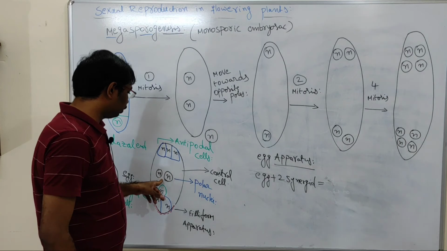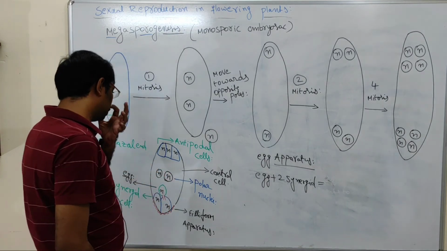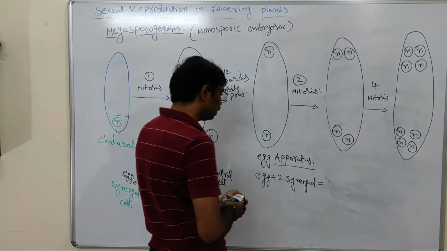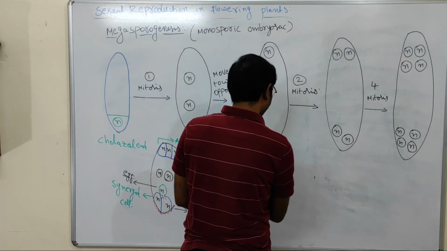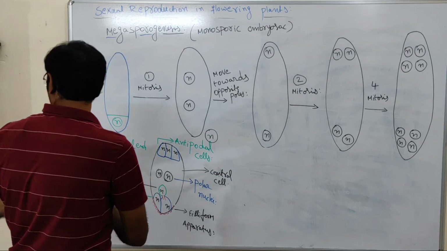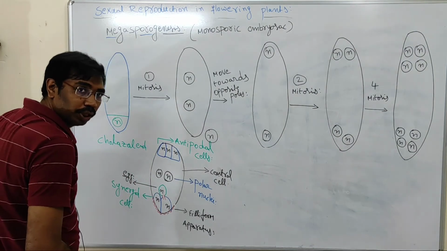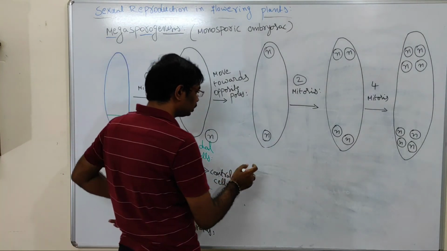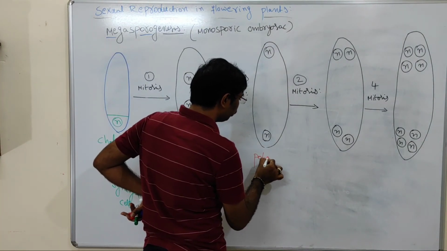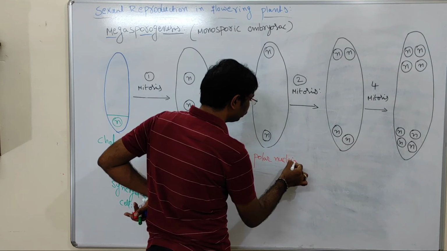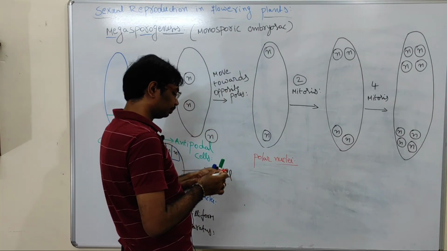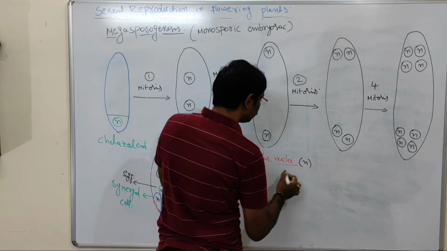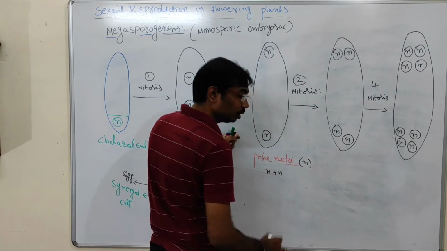Then we need to discuss polar nuclei. The polar nuclei are initially present in the center. In which condition are the polar nuclei present, haploid or diploid? The polar nuclei are present in the haploid condition. So two polar nuclei, n plus n.